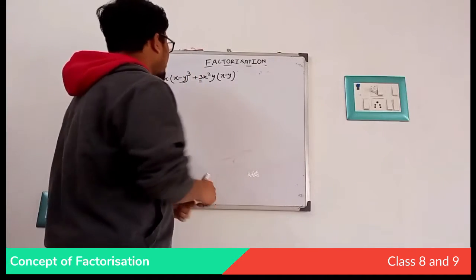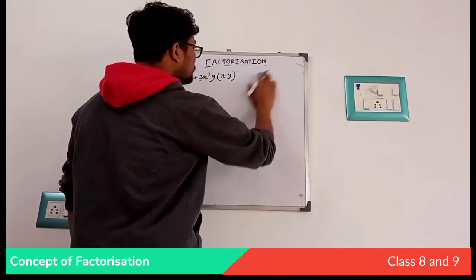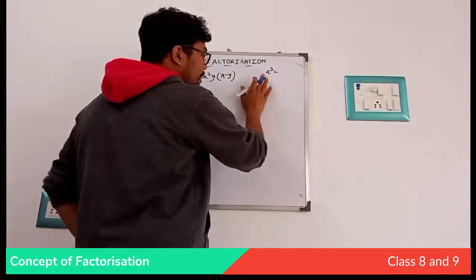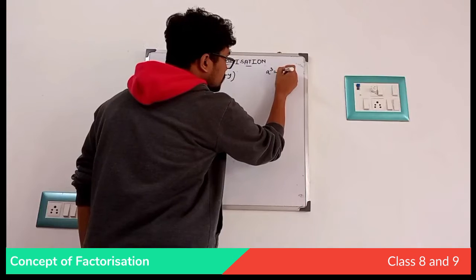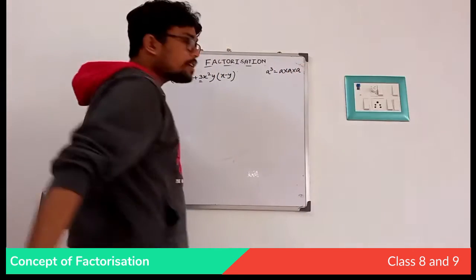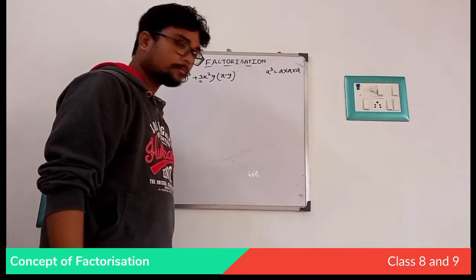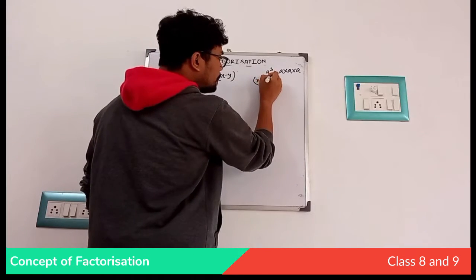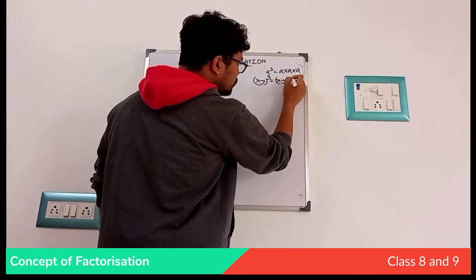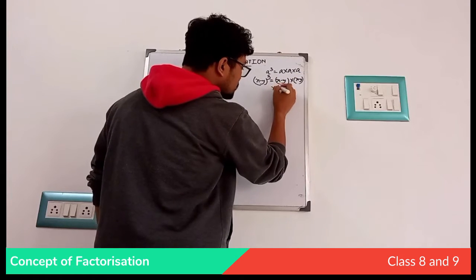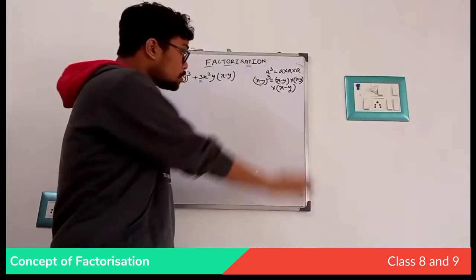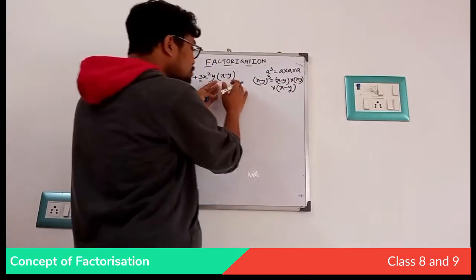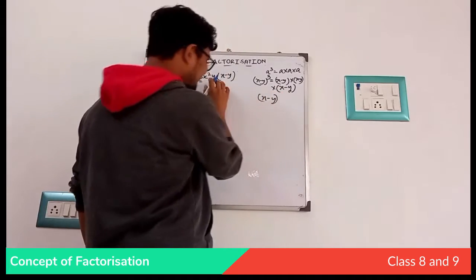So if I write x into (x minus y) whole cube, what will we get? Suppose we have a cube. Now a cube can be written as a into a into a. And so (x minus y) whole cube can be written as (x minus y) into (x minus y) into (x minus y), and there is only one (x minus y) present in this section.